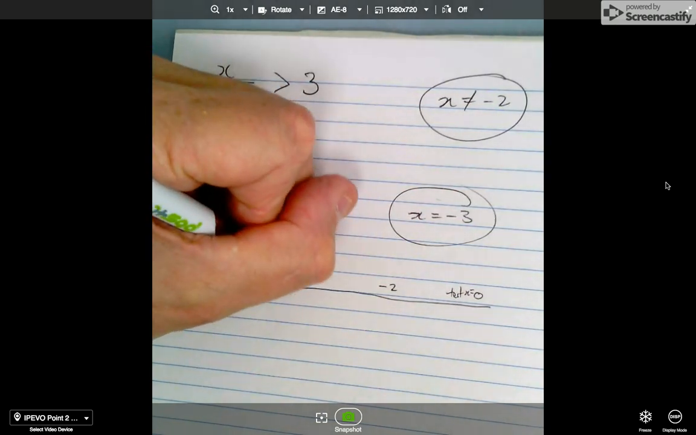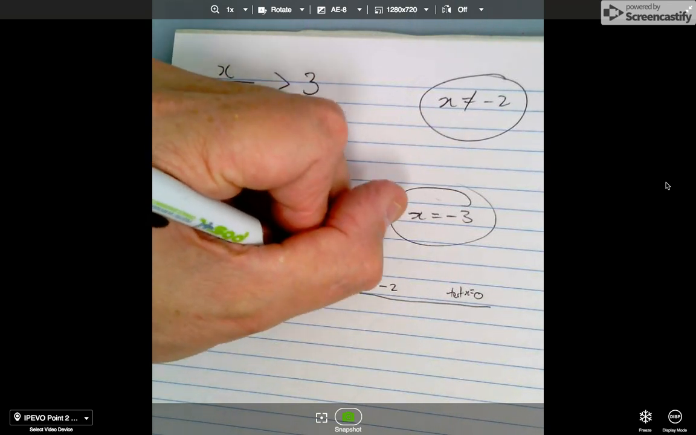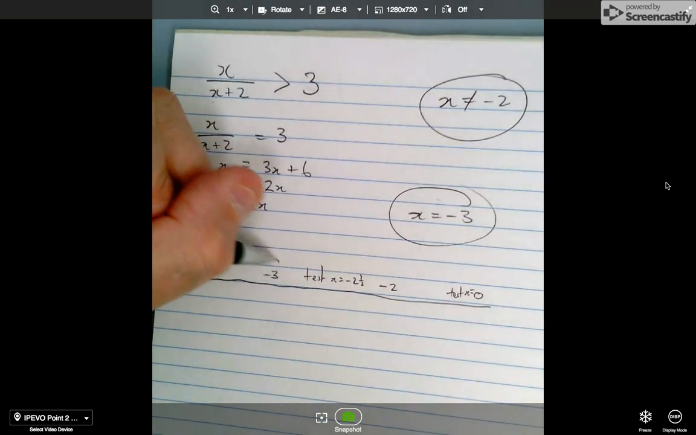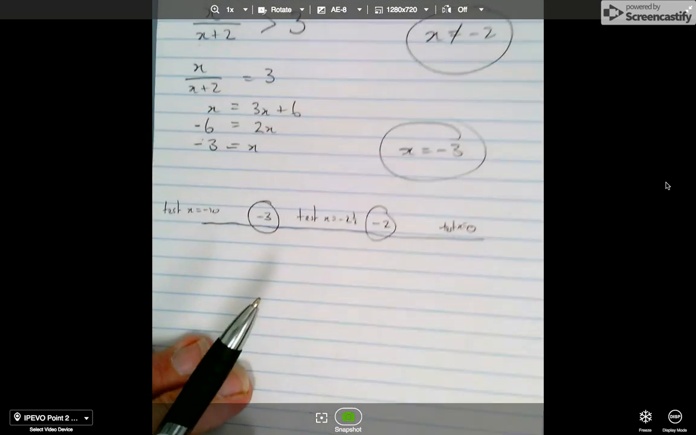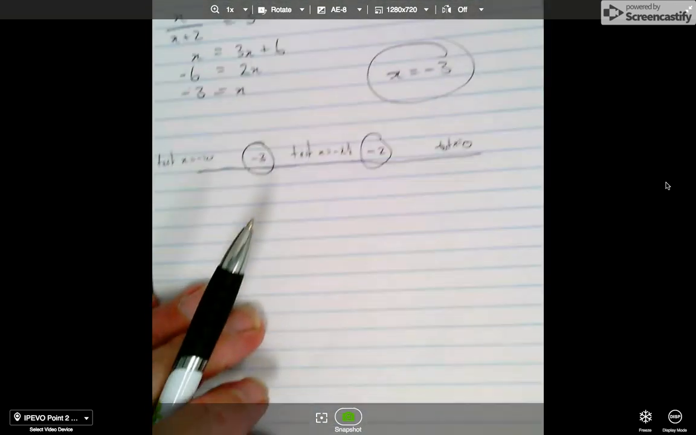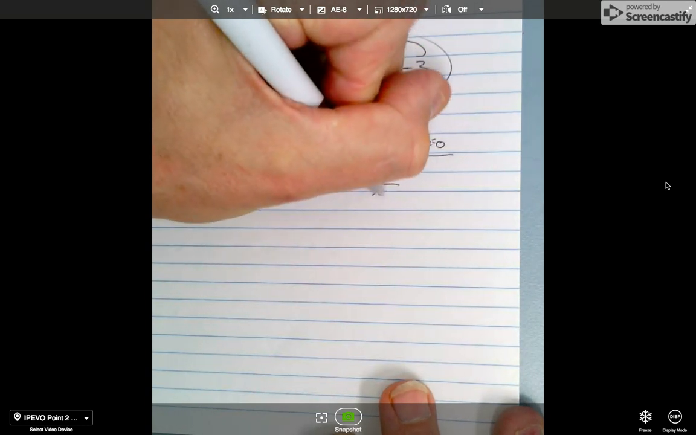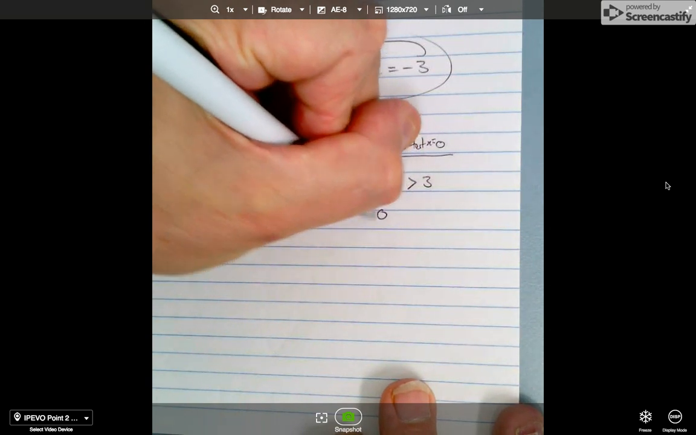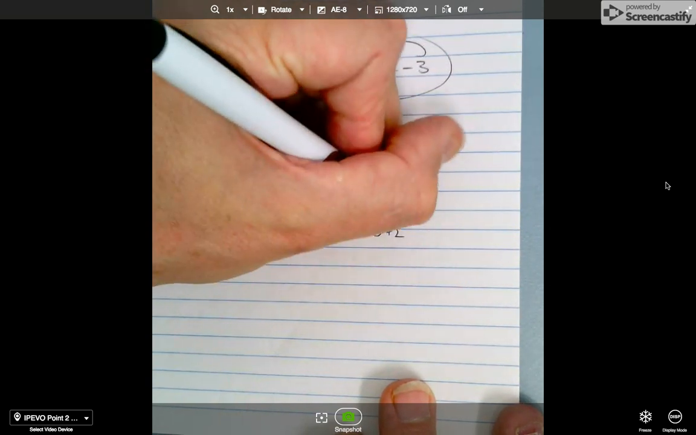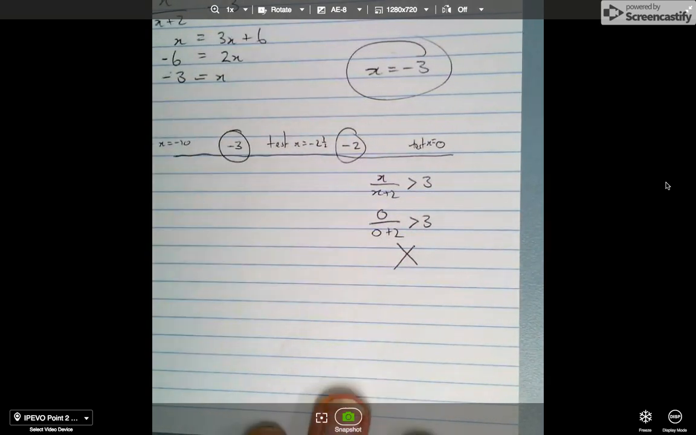And here I'll have to test something like x equals minus 2.5. So these are our critical values, minus 2 and minus 3. So let's test x equals 0 first, because that might come out to something nice, I'm hoping. So remember, we've got x over x plus 2 is greater than 3. So when we substitute in 0, we get 0 over 0 plus 2. Is that greater than 3? And the answer to that is no. You get 0 over 2 is 0.